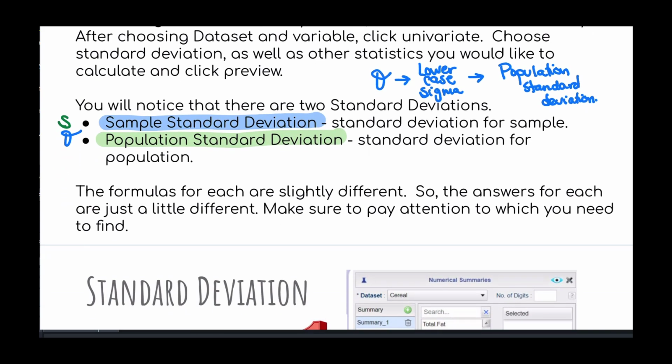I will tell you that the sample standard deviation formula and the population standard deviation formula are both slightly different, so you get different answers for each. So you definitely need to pay attention to which type of standard deviation you're looking for so that you give the correct one, since there are two and they will be different answers.